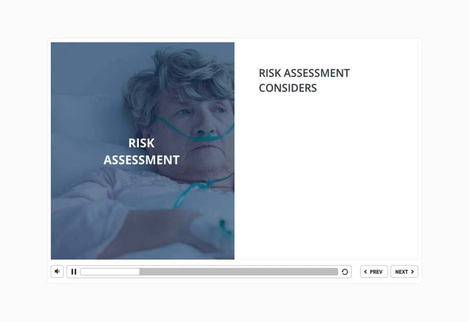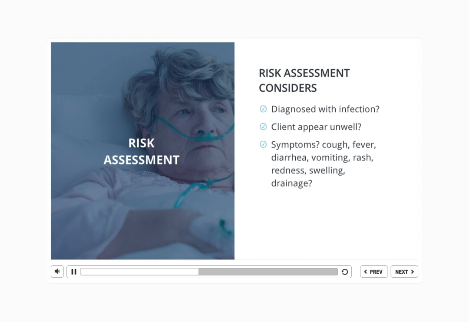For example, you would enter a client room and observe, does the client have a diagnosed infection, such as Clostridium Difficile? Does the client appear unwell? Does the client show symptoms of a possible infection such as a cough, fever, diarrhea, vomiting, rash, redness or swelling? Drainage of a wound.